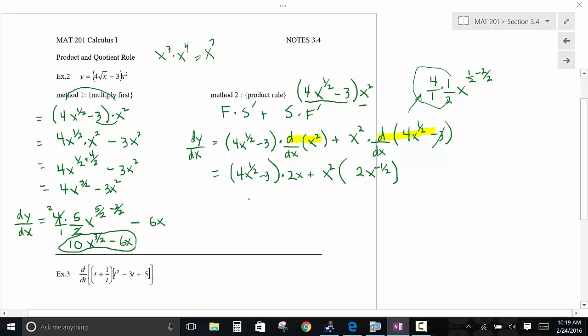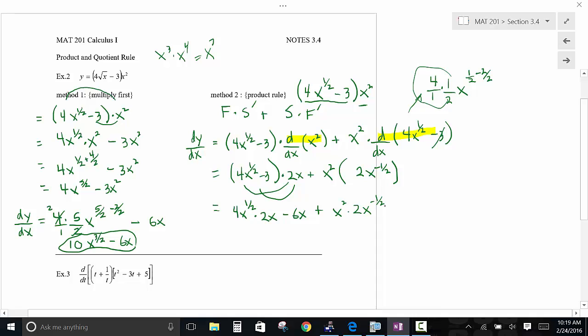We just need to simplify it and see if it takes us back to what we did the other way, okay? So what we'll end up having on this is you got to do a distributive property now, so you got to take this times this, so you got to take 4x to the 1/2 times 2x. Then you got to take 2 times negative 3 to get negative 6x, like that. And then this, you're just going to multiply and add the exponents. So I got x squared times 2 times x to the negative 1/2.